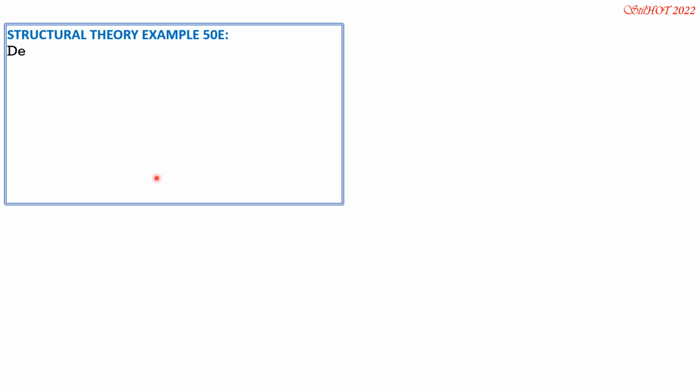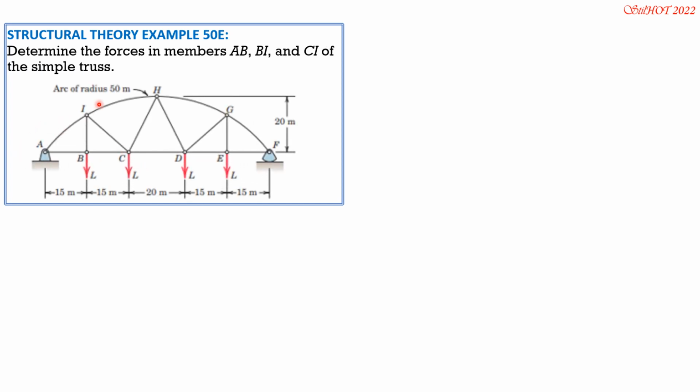Level 9, determine the forces in members AB, BI, and CI of the simple truss. So we have a curved portion of the members, but don't be surprised. Remember that truss members are two-force bodies. Therefore, the force on AI, although it is curved, is pointing towards I. At the same time, the force at I is pointing towards A. Same is true with IH and HI.